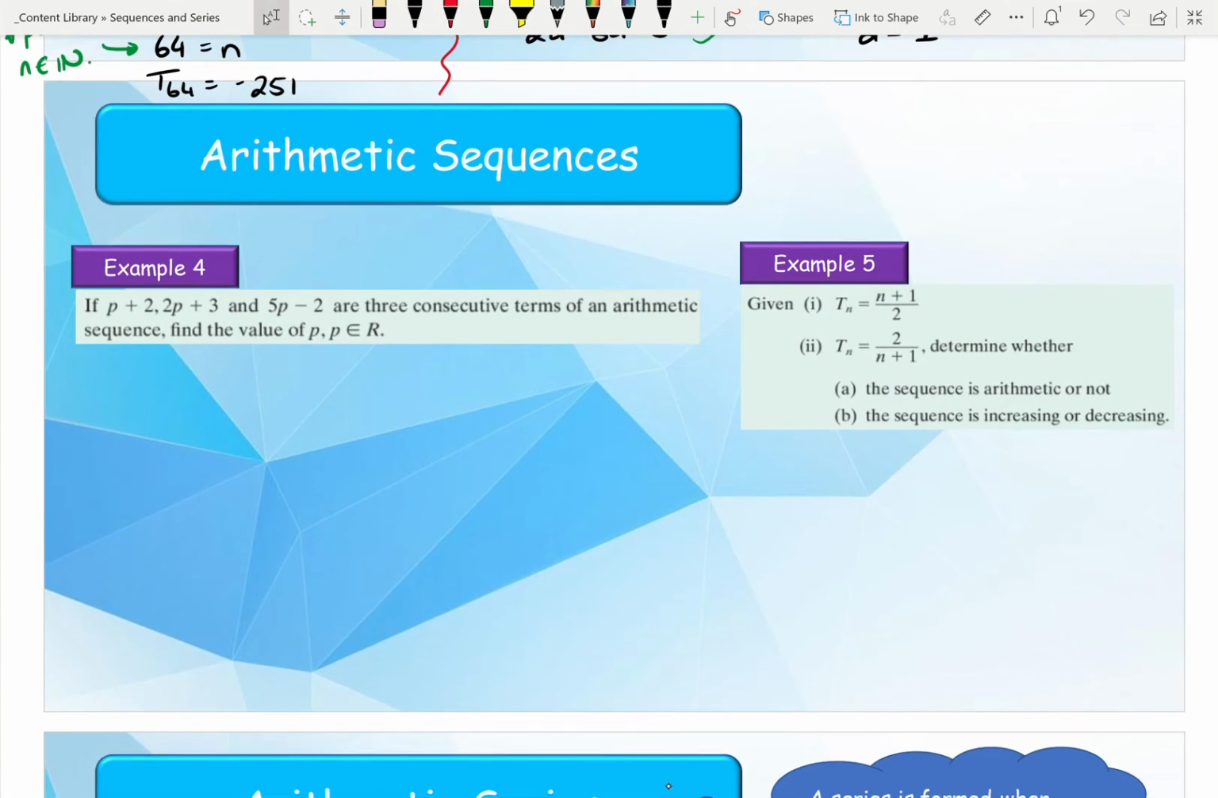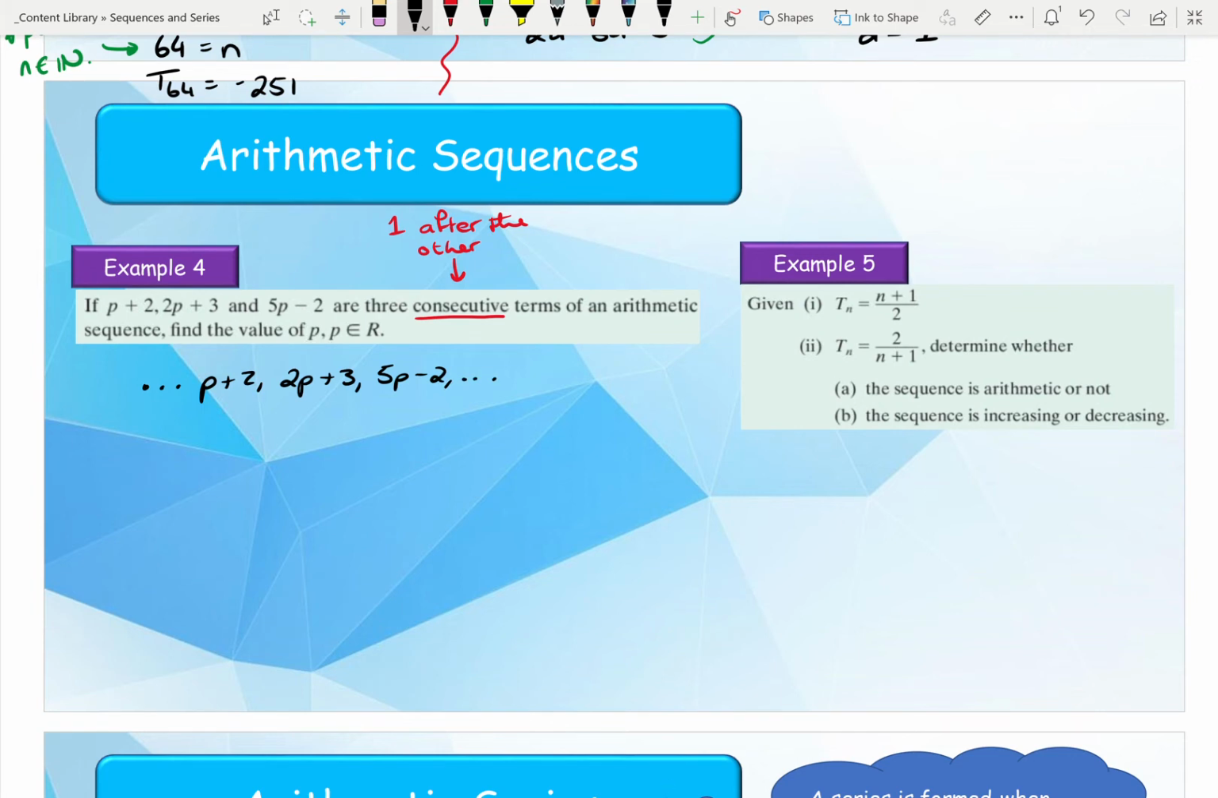Now example 4 says, if p plus 2, 2p plus 3, and 5p minus 2 are 3 consecutive terms. Now be careful with that word consecutive. Consecutive means one after the other. Which means that these come after each other in the pattern of an arithmetic sequence, but it doesn't necessarily tell me that they're the first terms. So that means we would have p plus 2, then the next term would be 2p plus 3, the next term would be 5p minus 2, and then it would continue. And it asked me to find the value of p.